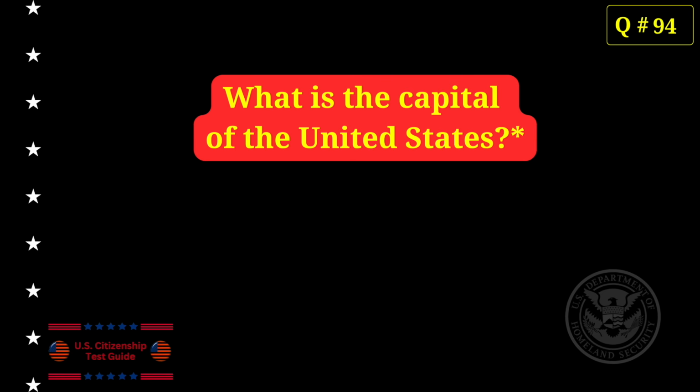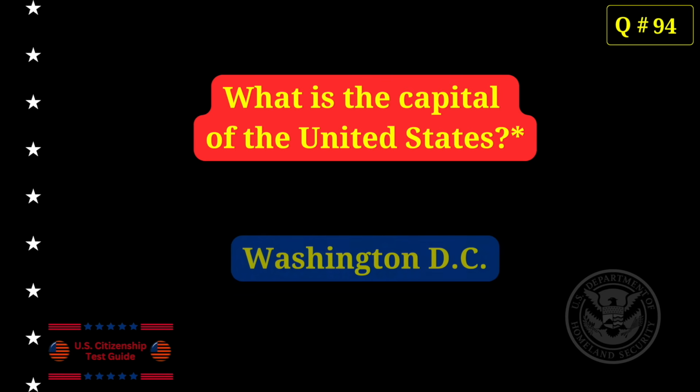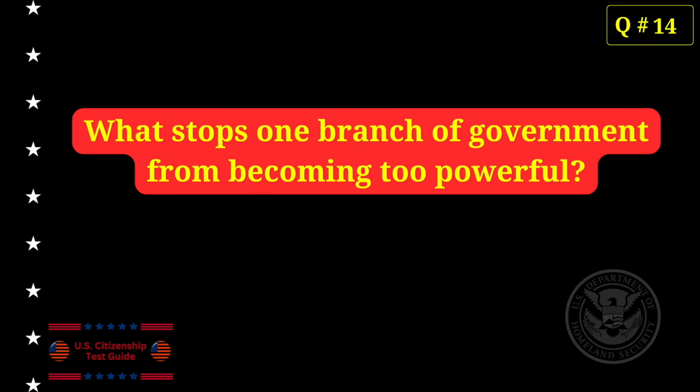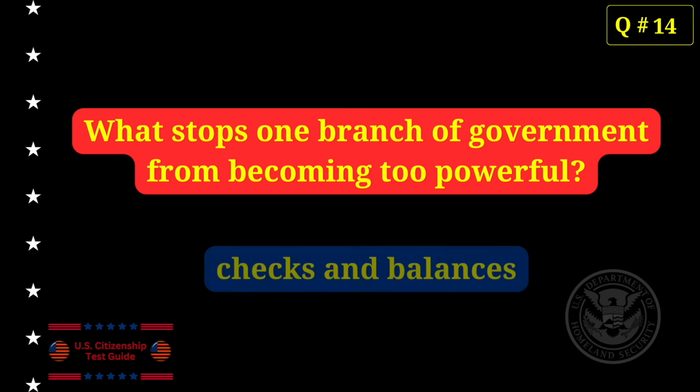What is the capital of the United States? Washington, D.C. What stops one branch of government from becoming too powerful? Checks and balances.